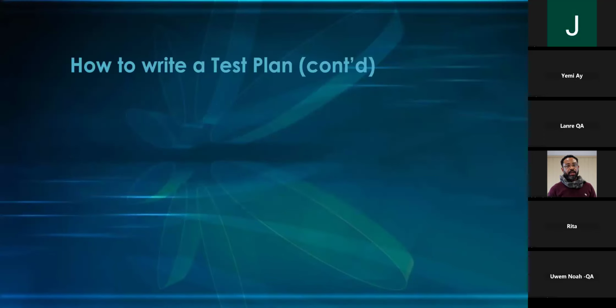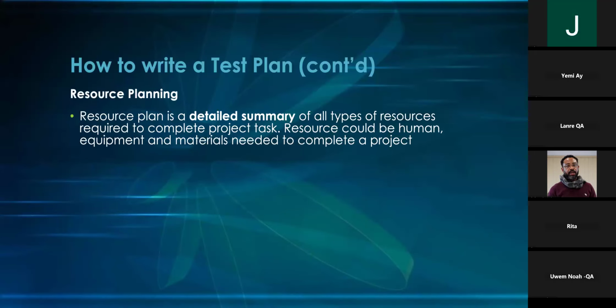Number 5 now, we continue. Resource planning. What is resource planning? Resource plan is a detailed summary of all types of resources required to complete the project tasks. You and I have explained who resources are. Resource could be human, equipment, and materials. So human, you and I; equipment that we are going to use, those test environments, your laptops, all the things you're going to use; and materials needed to complete a project. All these are part of things that form resource planning.